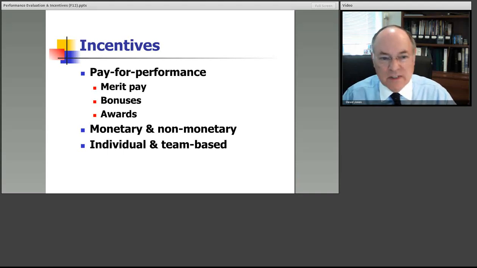You get a bonus every year. It could be based on how many years you worked for the company, and the bonuses were usually one month's pay, two months' pay.